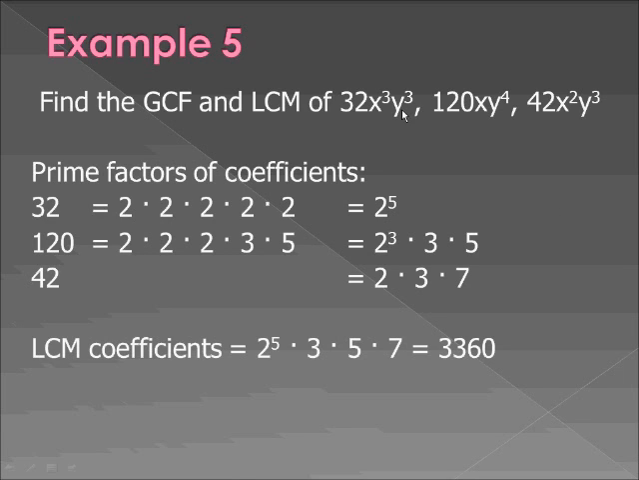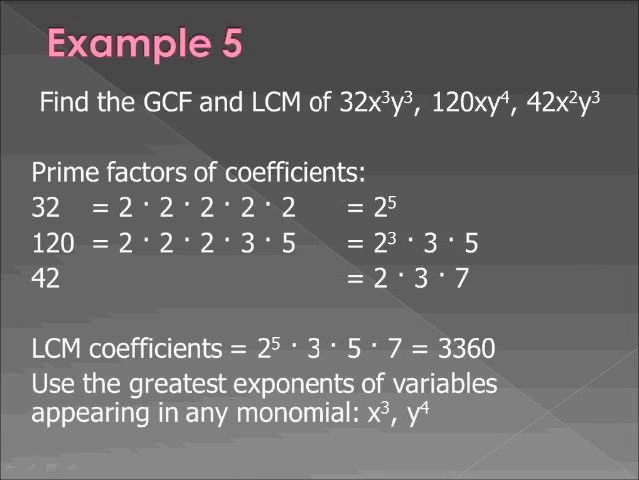Now again, we do the same thing for the variables. If you look at the x's, the highest degree of x is this one, x cubed. If we compare the y's, the highest degree of y is this one, y to the fourth. So the greatest exponents of all variables appearing in any monomial is x cubed, y to the fourth. So we put all three of those together, and our answer is 3,360 x cubed, y to the fourth.